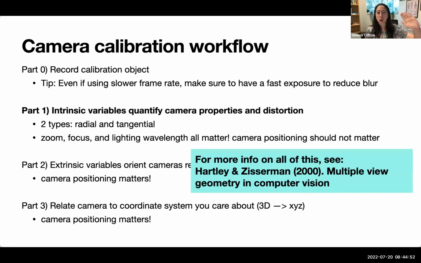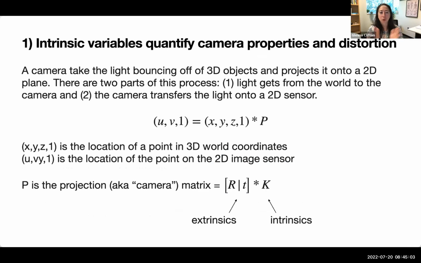So, and also if you want more technical information on all of this, this is the main go-to resource for it. So feel free to check out this textbook. Intrinsic variables quantify the camera properties. I'm not going to go over all of this, but it's here for you to read and reference back to. There's a lot of math, basically.